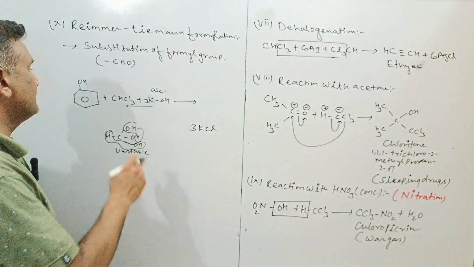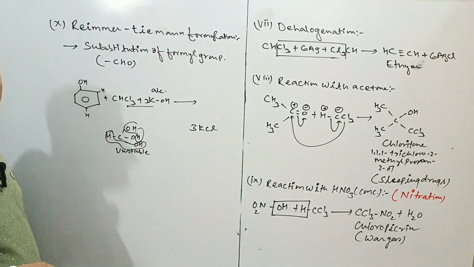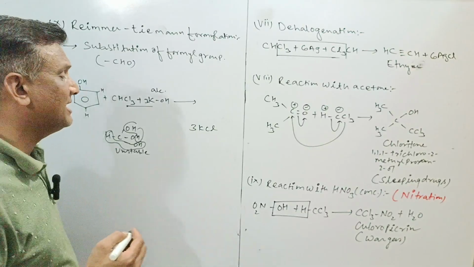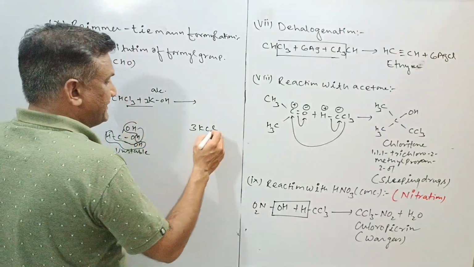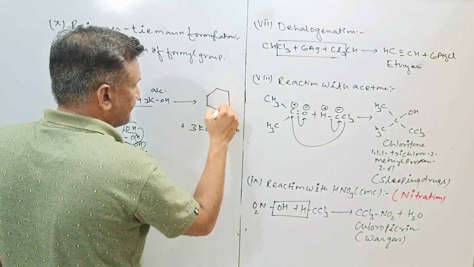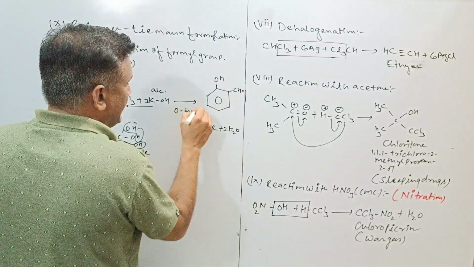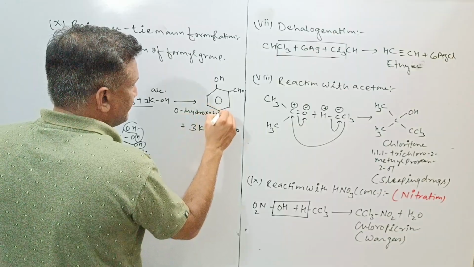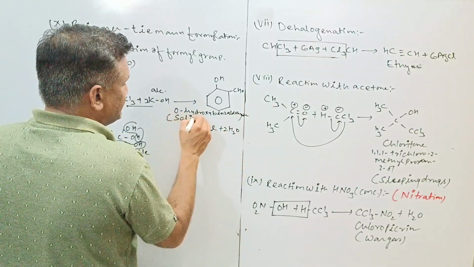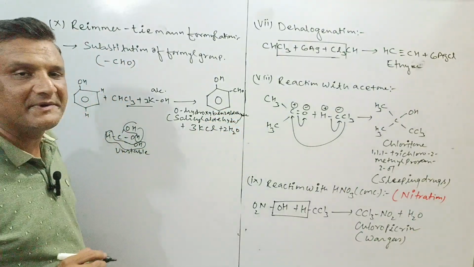Rest there is the CO group, which, due to the presence of the OH group, will form ortho and para hydroxybenzaldehyde. Ortho hydroxy will be the major product, para will be minor. So here there will be loss of 1 H2O, 2 H2O, and the rest is OH, CHO, o-hydroxybenzaldehyde, and it is also called salicylaldehyde. This was about the chemical properties.